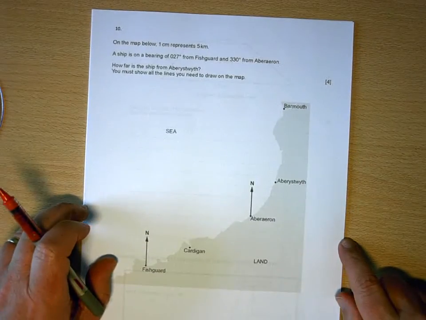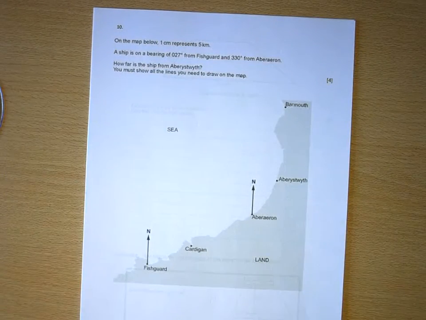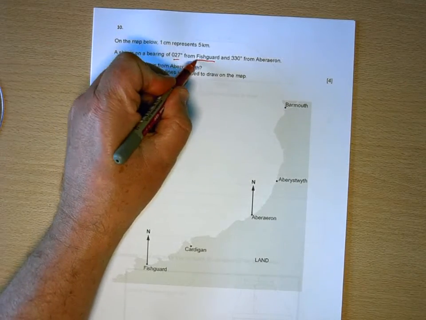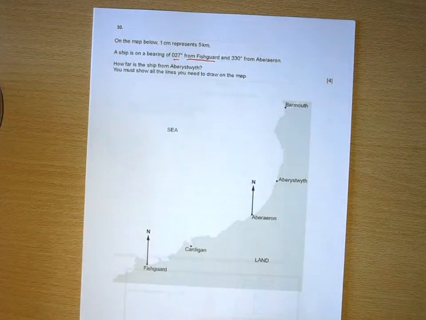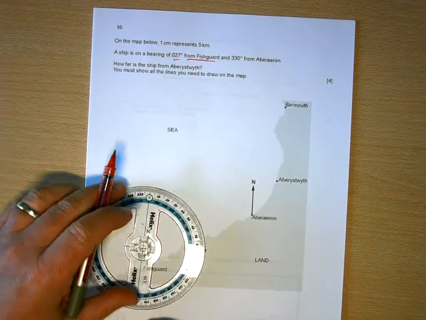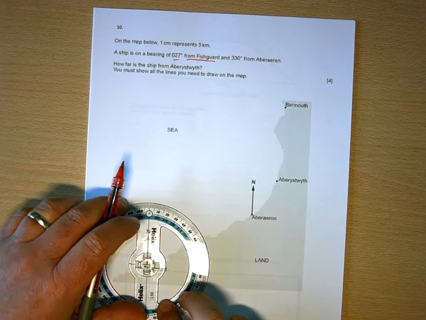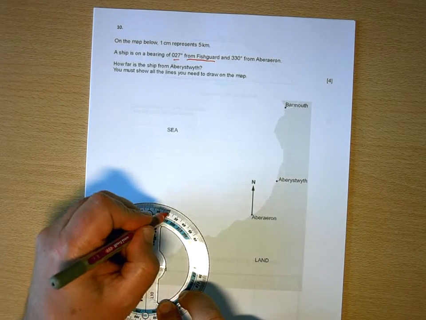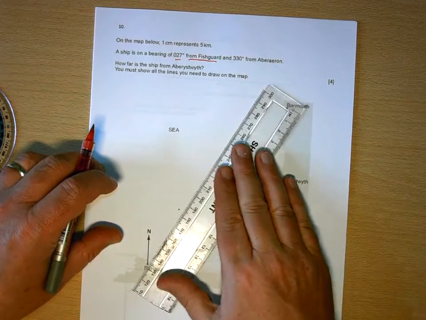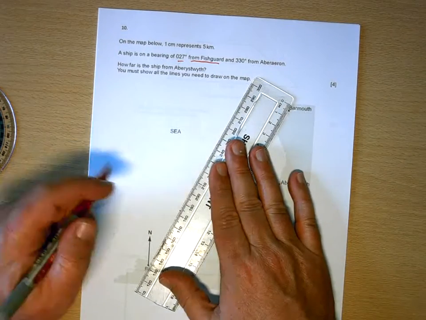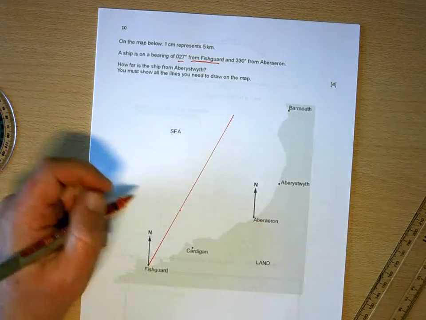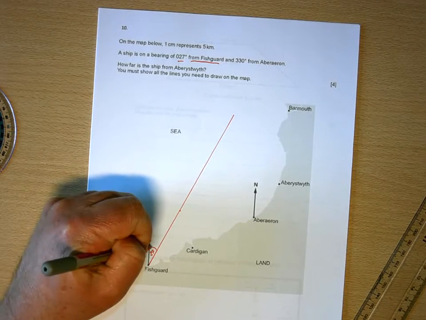On the map below, 1 centimeter represents 5 kilometers. The ship is on a bearing of 027 from Fishguard. Fishguard. 027, 20, 30, 27. He's on this line somewhere. Don't know where. So that's your 27 degrees.